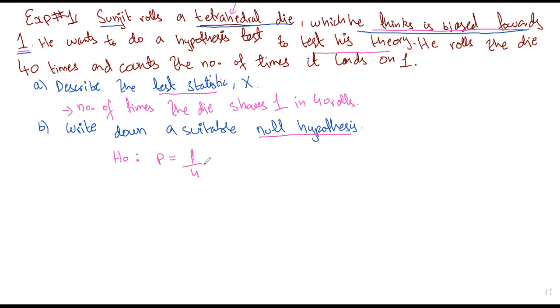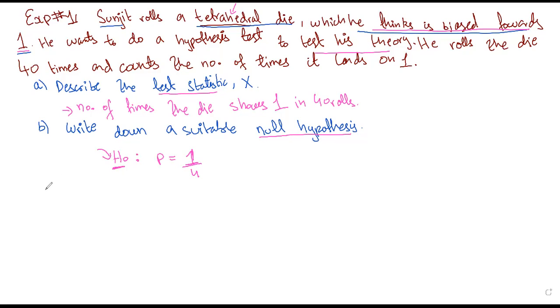Let's not talk about this question. We're just talking about the theory, what we are expecting. So the probability of getting 1 is 1 by 4. So this is our null hypothesis, and this is how we denote it, with H naught. So this part is there, I think so.